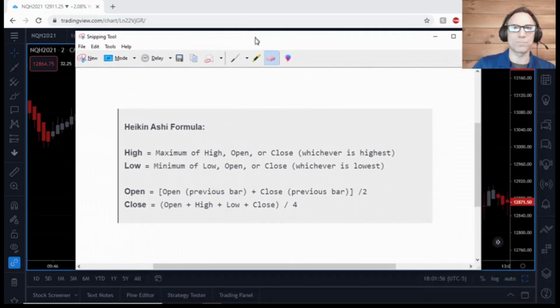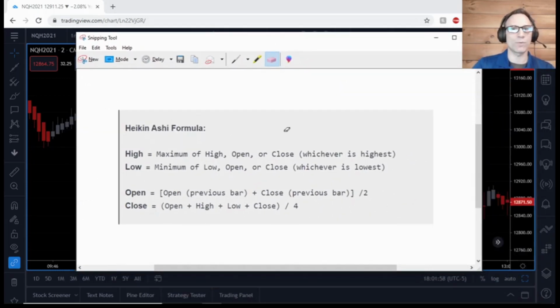Here's the formula. I took this formula from babypips.com. We'll put the link in the description below so they can have the credit and you can go and find this formula for yourself. Now, the Heiken Ashi formula is designed to keep you in trades longer and it follows a trend. So just a quick turnaround may not be enough to use as a trend reversal.